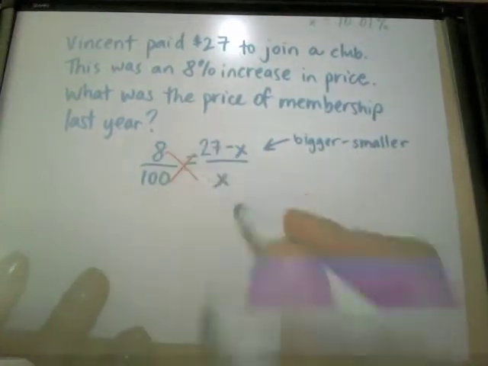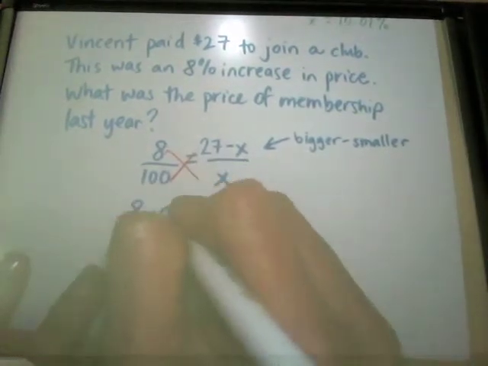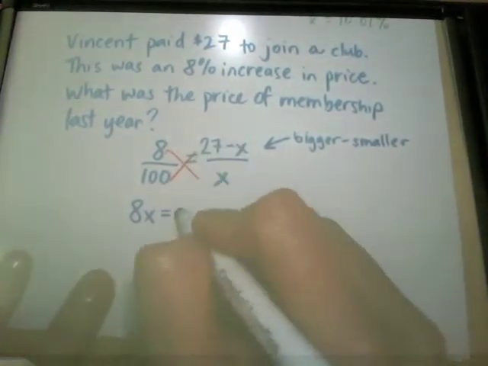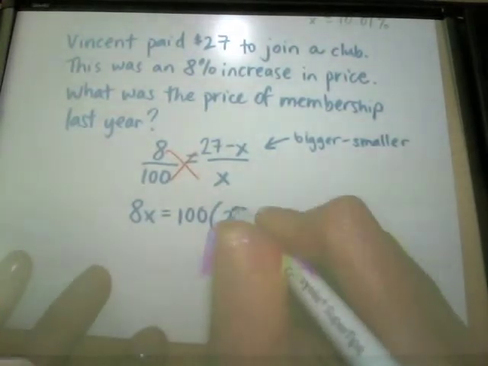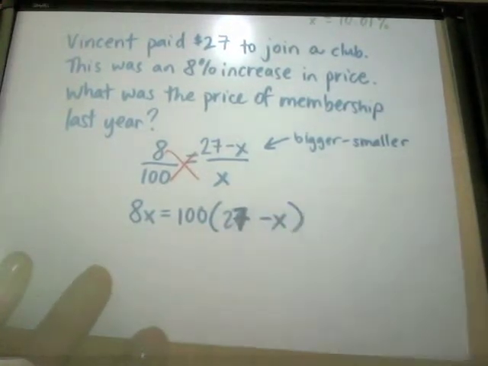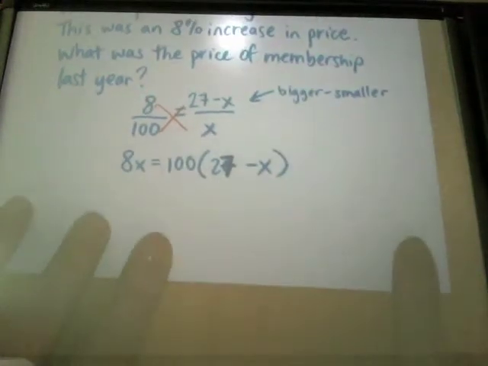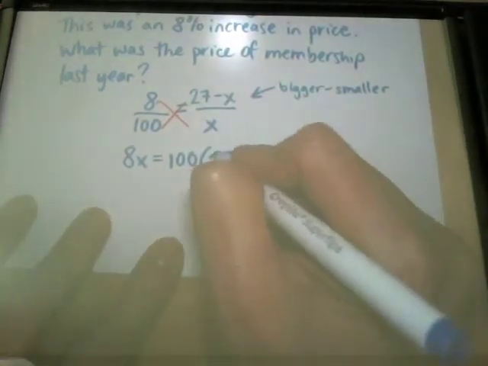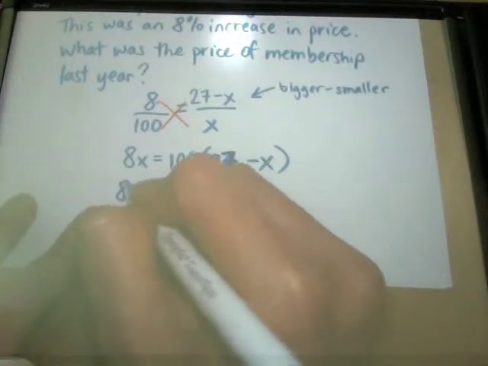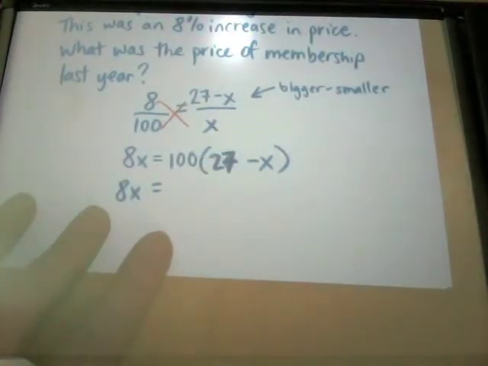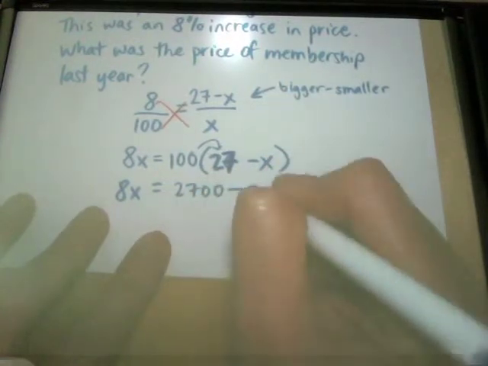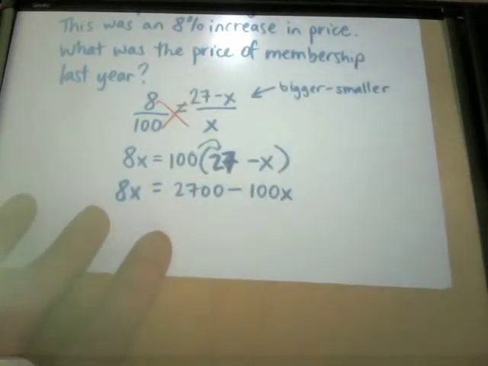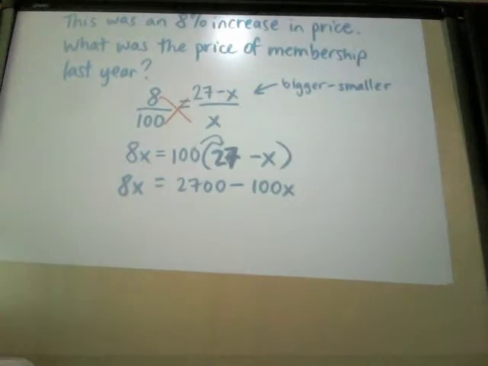Again, I like to do the left cross first, 8 times x, 8x. When I do this next cross, it's 27 times the entire numerator. So we could put parentheses around it to show it's a binomial, and then we would distribute: 100 times 27, 2700, 100 times x, 100x. And now it should look like some of the problems we've been doing.